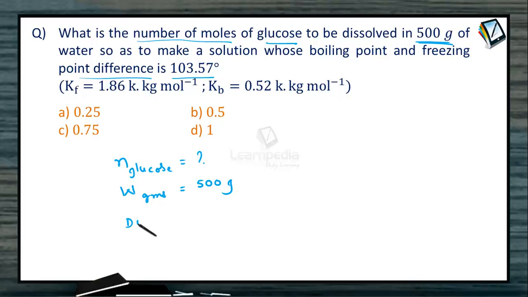The difference in boiling point and freezing point of the solution is how much? 103.57 degrees. And of course, Kf, depression in freezing point, 1.86 Kelvin kg per mole is given, and molal elevation boiling point constant Kb is given as 0.52 Kelvin kg per mole, and Kf is the molal depression freezing point constant given as 1.86 Kelvin kg per mole. So then how to find out this number of moles of glucose dissolved? So this is the question based on colligative property of the solutions.